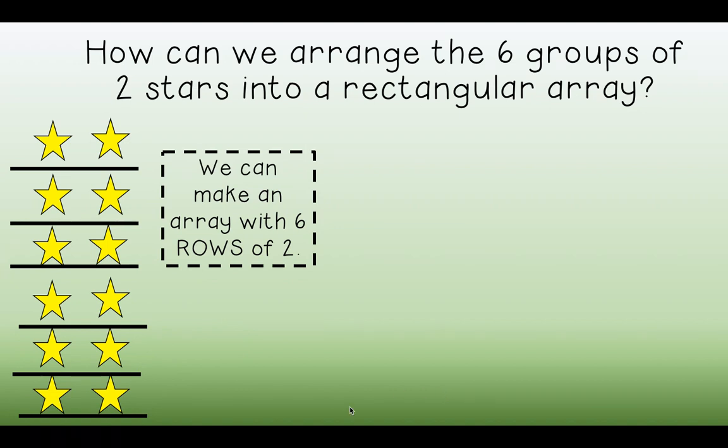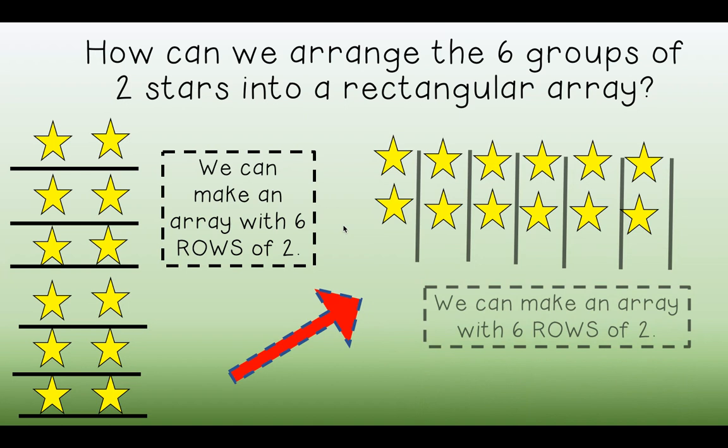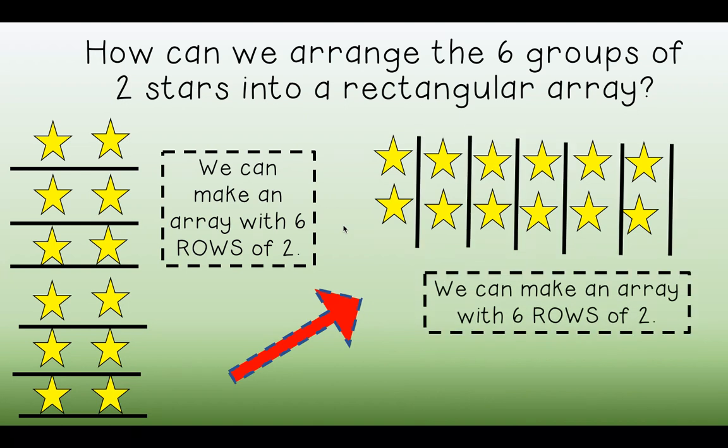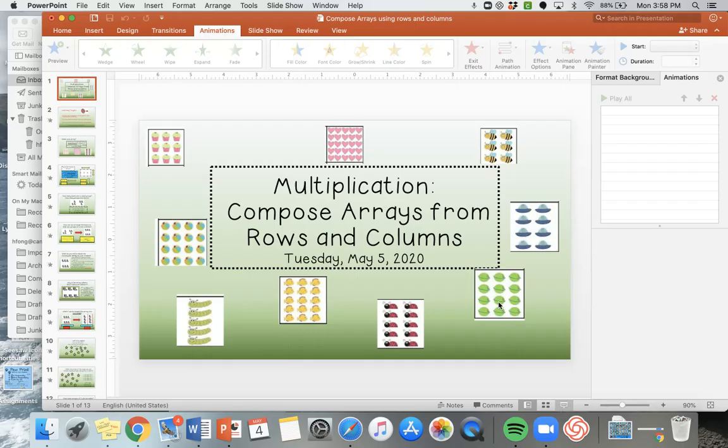Remember, the rows go horizontal. So we have 1, 2, 3, 4, 5, 6. 1, 2, 3, 4, 5, 6. Just had to make sure there are 6. So 6 rows of 2, or we can create an array with 6 columns of 2. Oh, sorry, my friends. This should say columns. Sorry.